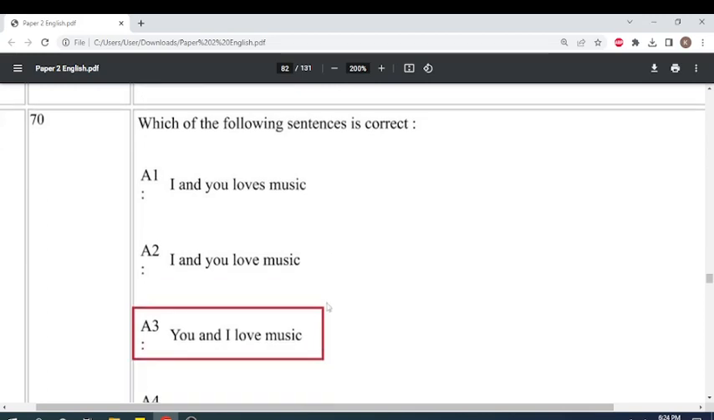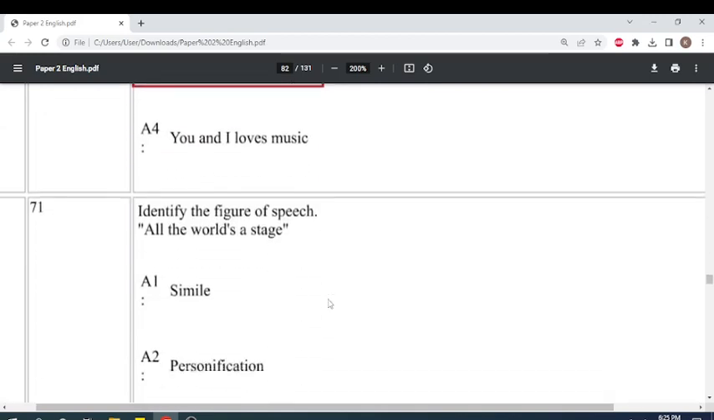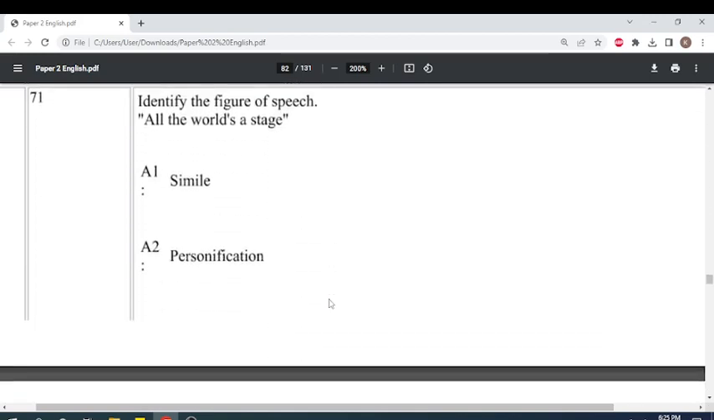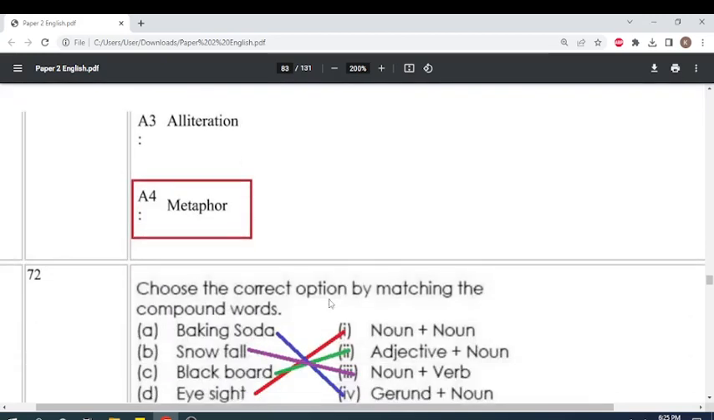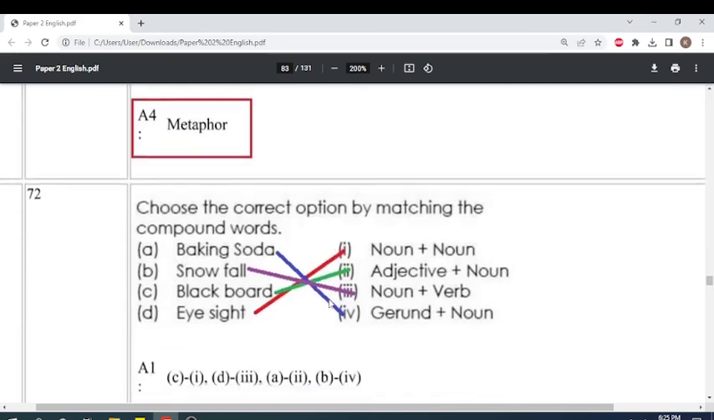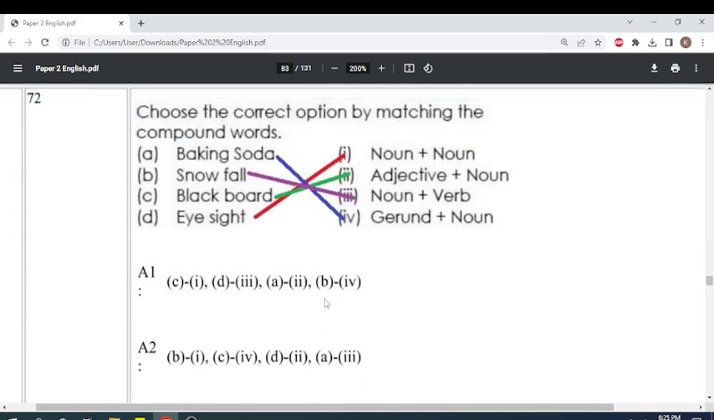70. Which of the following sentences is correct? Answer A3, you and I love music. 71. Identify the figure of speech. All the world's a stage. Answer A4, metaphor. Choose the correct option by matching the compound words.